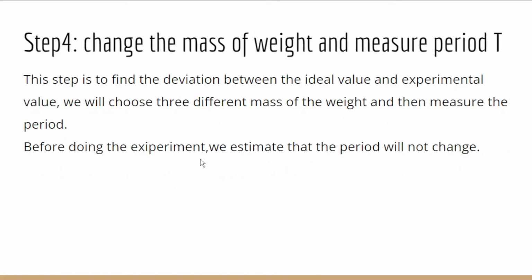Step 4. Change the mass of the weight and measure period T. This step is to find the deviation between the ideal value and the experimental value. We will choose 3 different masses of weight and then measure the period. Before doing the experiment, we estimate that the period will not change.